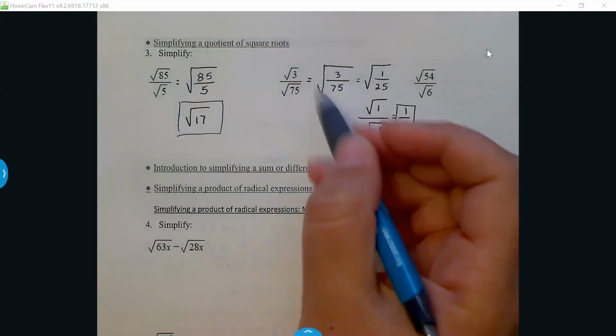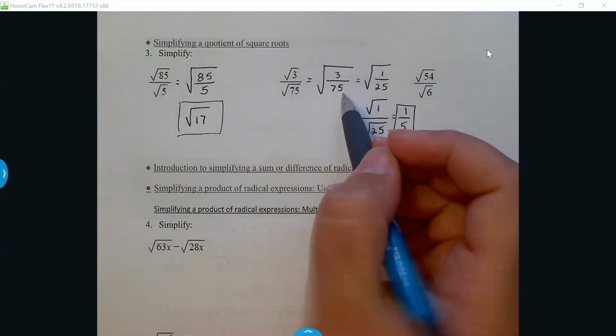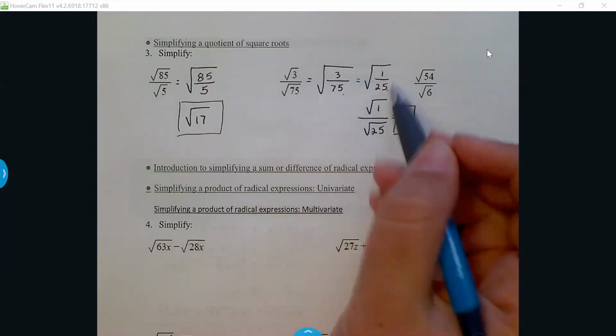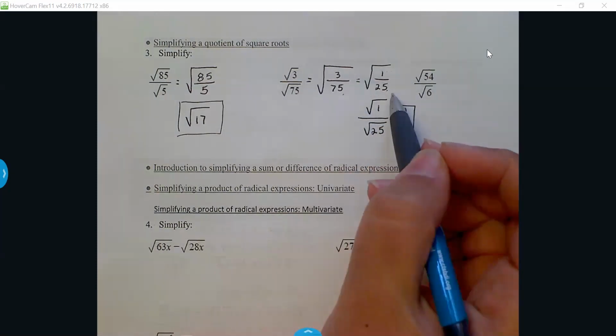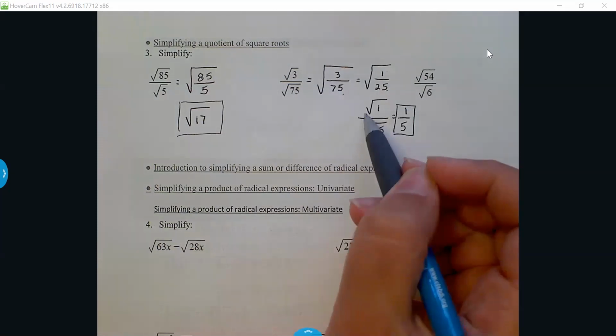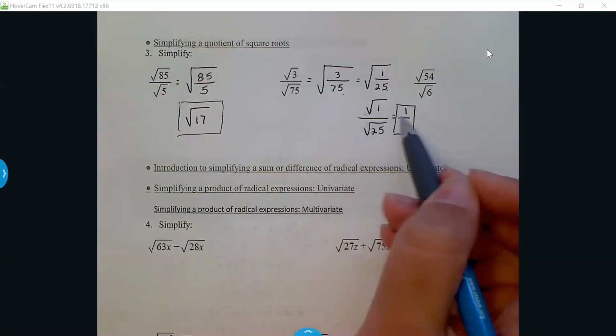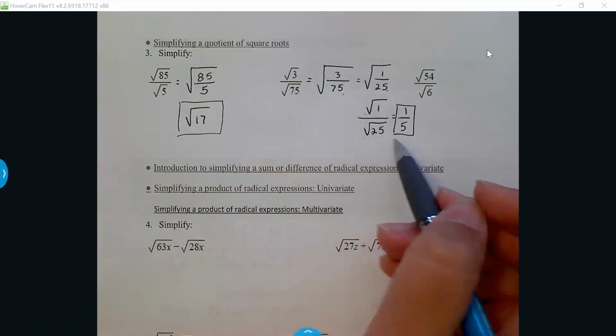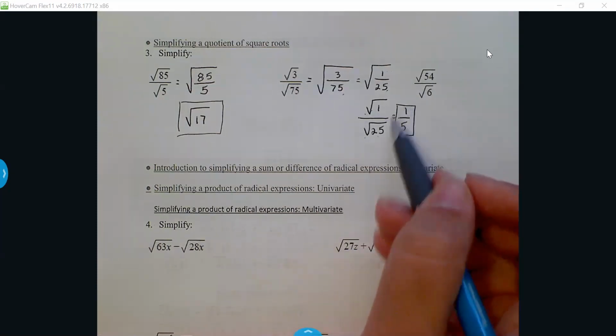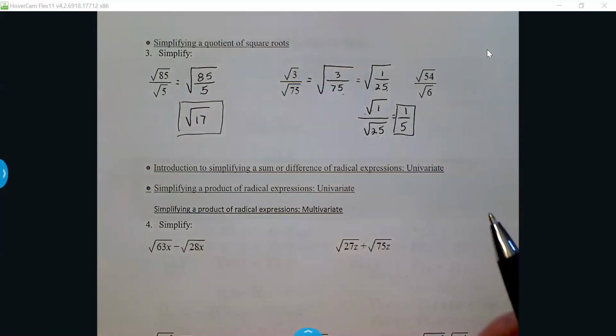So I made it one fraction. I simplified that fraction. Then I saw that both of these are perfect squares. So I broke it back up into 2 square roots. Took the square root of the numerator, got 1. Took the square root of the denominator and got 5. So my final answer would be 1/5.